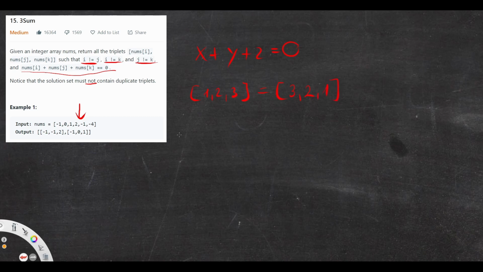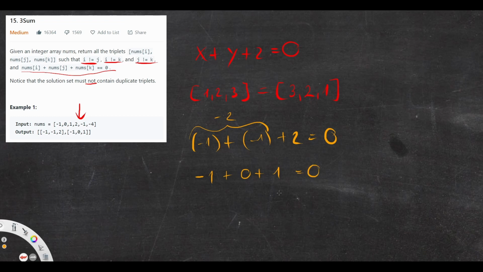Alright, let's look at the first example. -1, 0, 1, 2, -1, -4. What are we looking for here? What combinations do you see here? So there are two solutions to this. One is -1, -1, 2. The reason is -1 plus -1 plus 2 equals 0, because this will be -2 plus 2 is 0. The other solution will be -1 plus 0 plus 1, which will be also 0.